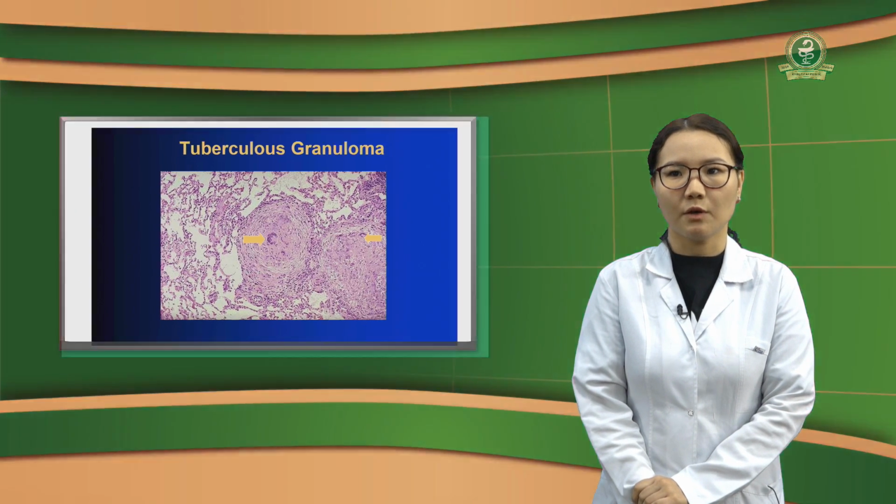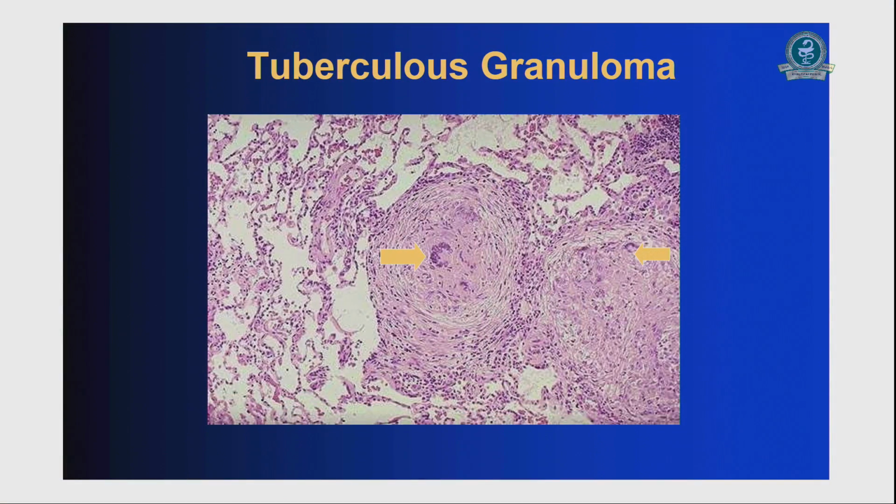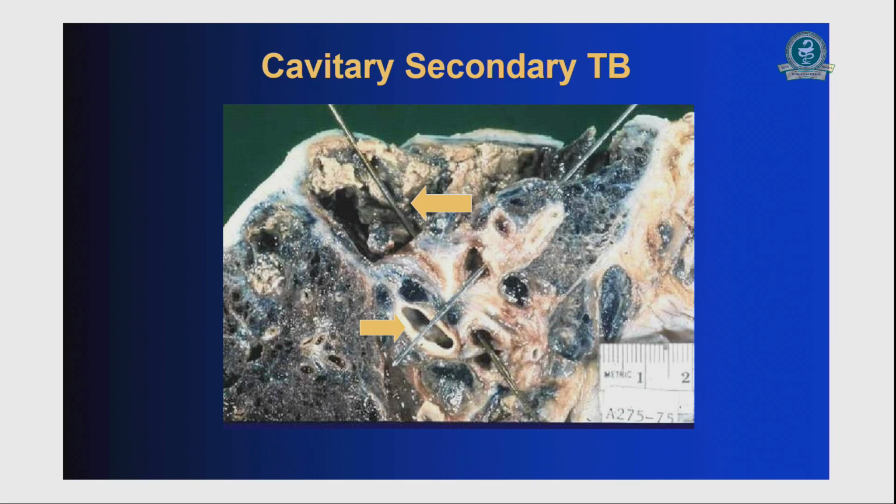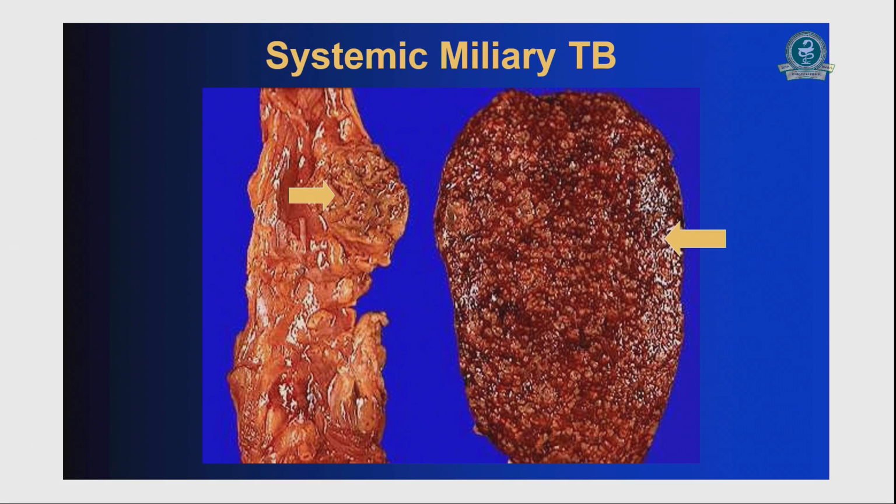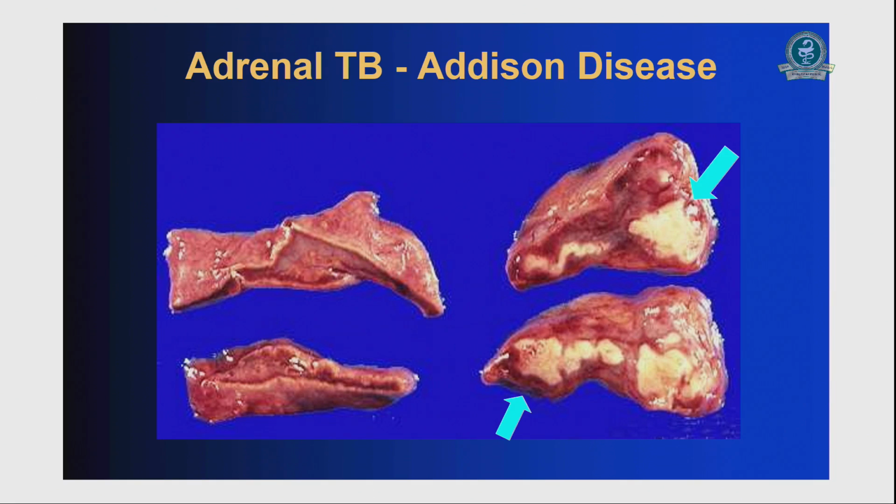Tuberculosis granuloma, as you can see here. Cavitary secondary TB. It is not related to primary TB, but you can see this picture. Systemic miliary TB, as you can see these little dots. This is disease of the adrenal TB. This is Addison disease, and also you can see the cavities of the primary TB here.